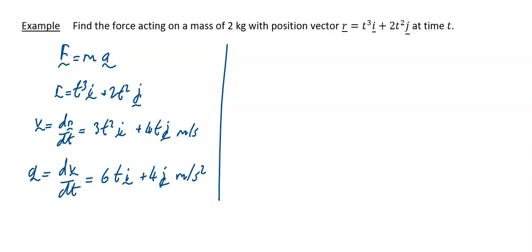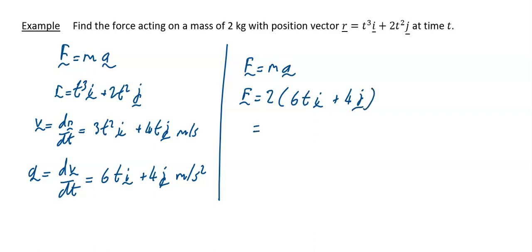What you then want to get is your force. So force, remember, we've said is your mass times your acceleration. So your force in this particular case, my mass was 2 times my acceleration, which was 6t times i plus just 4j. And if you multiply it out, you're going to get your force is equal to 12t i plus 8j, and that's going to be newtons.